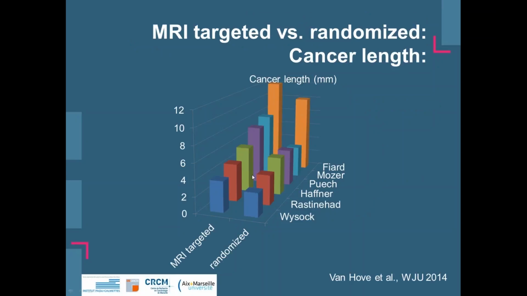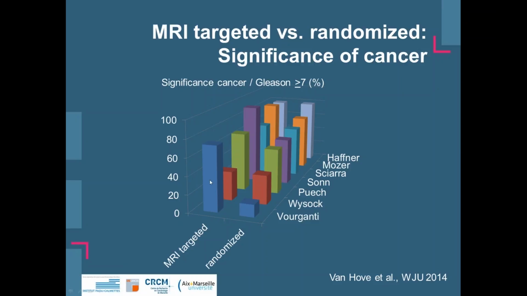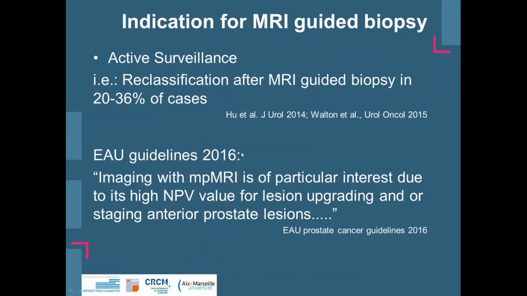And this is also evidenced here on this slide. Again, these are only trials that systematically compare targeted with randomized biopsy, and you see that the targeted biopsy is associated with higher cancer involvement per core, as well as a higher likelihood to find high-grade disease if it is present. And this is the reason why the MR-guided biopsy is also quite interesting for active surveillance.